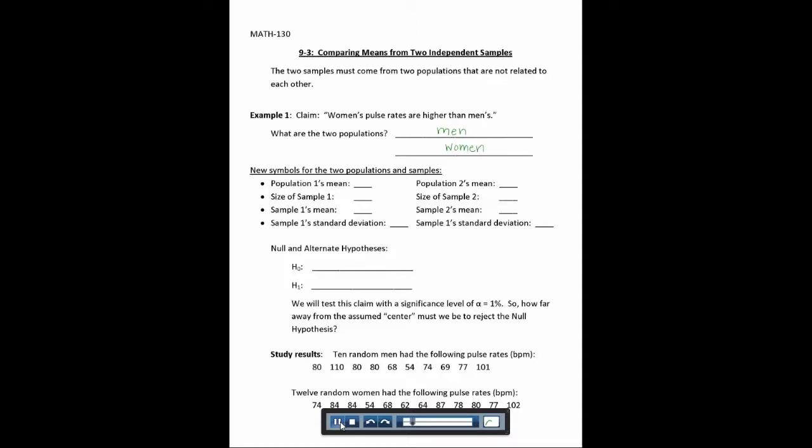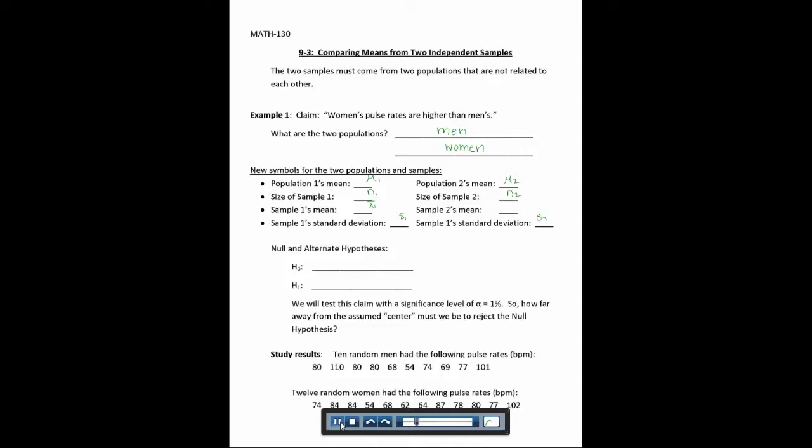Now, symbols. For the population mean, we use mu. So for population 1, we're going to have mu1, and for population 2, we'll have mu2. The size of the sample is always n, so n1 and n2. The sample mean is always x bar, so we'll have x bar 1 and x bar 2. Our sample standard deviation is always s, so we have s1 and s2.